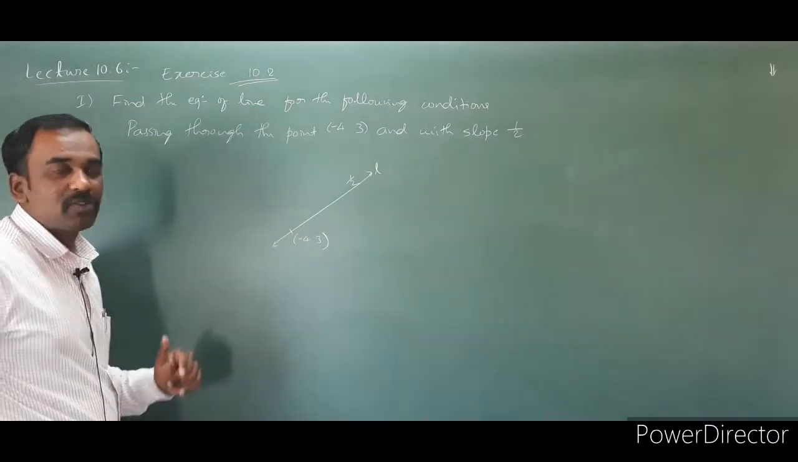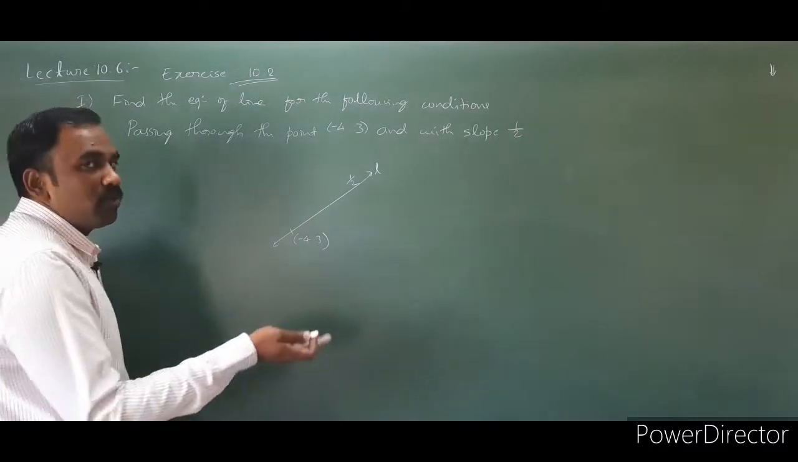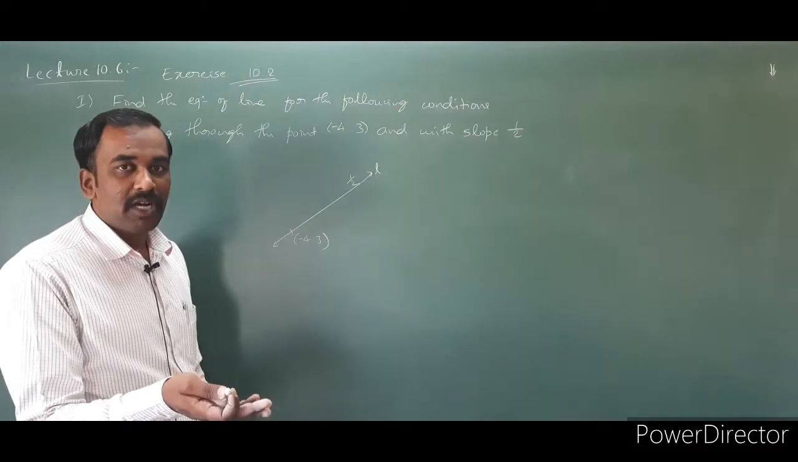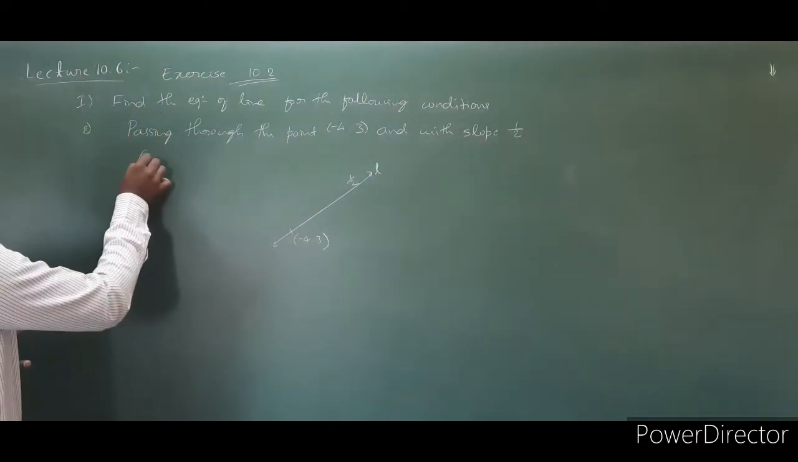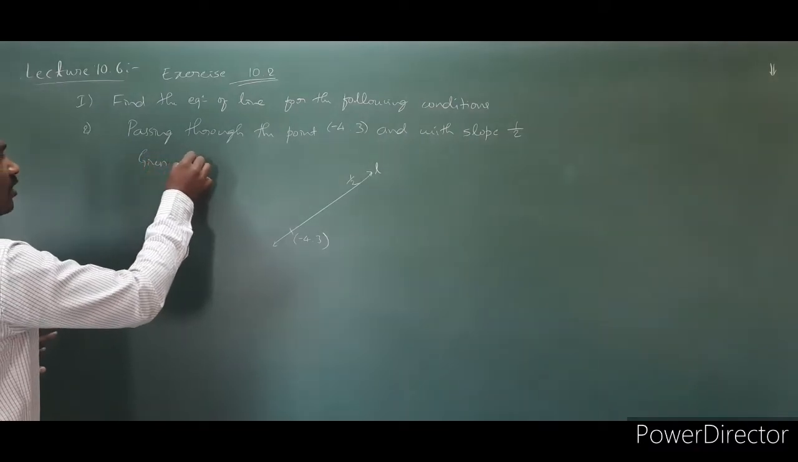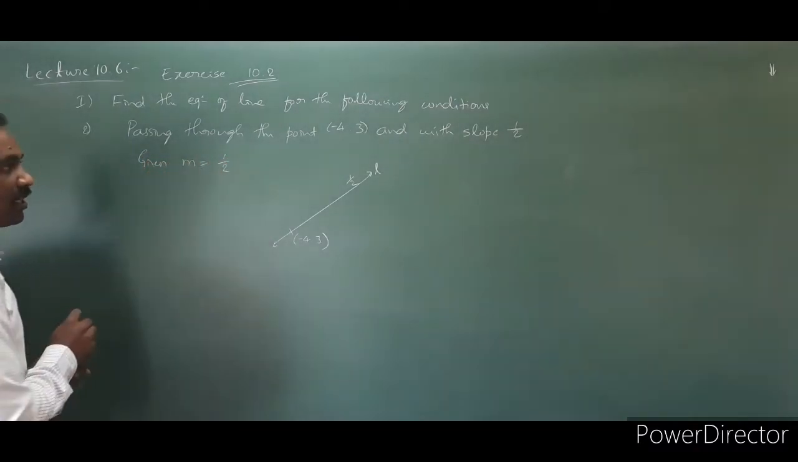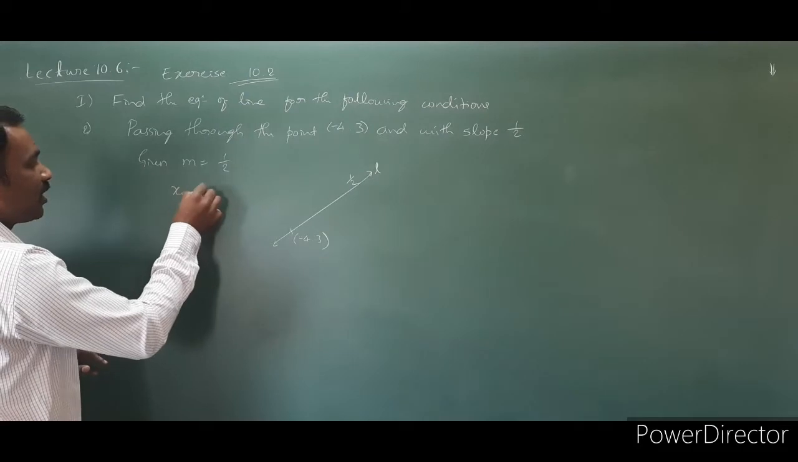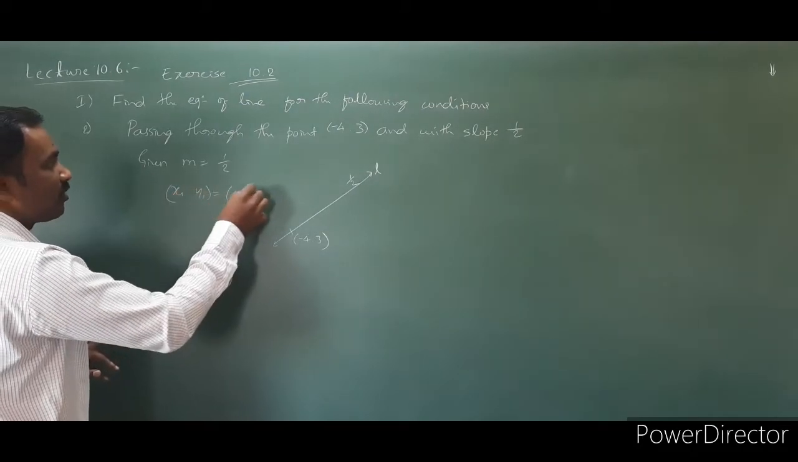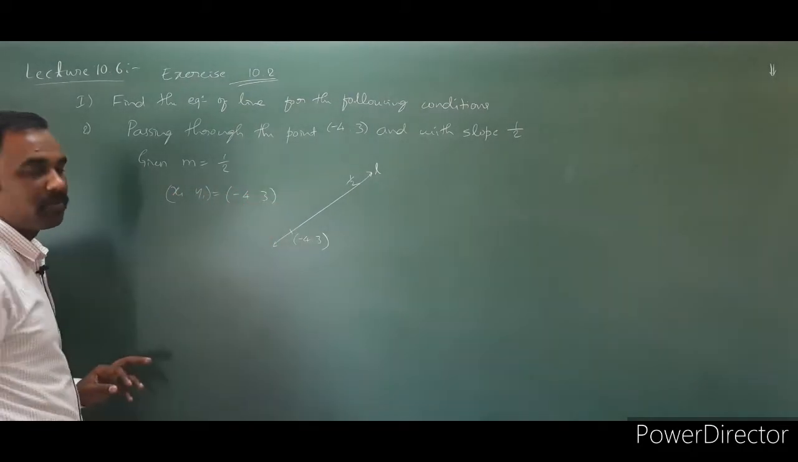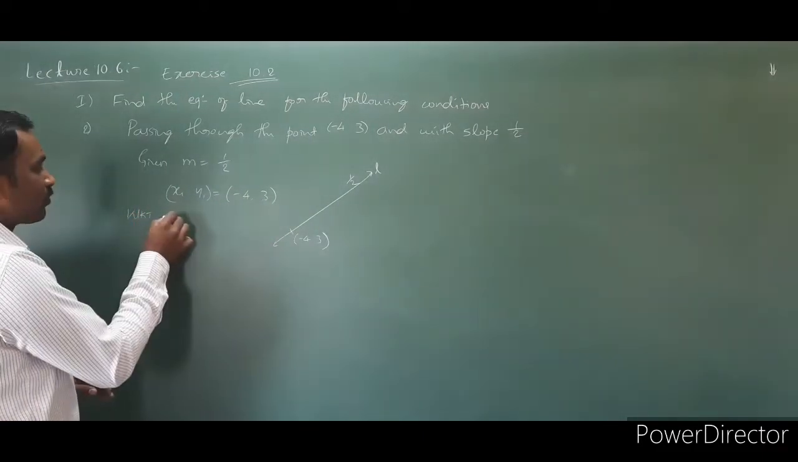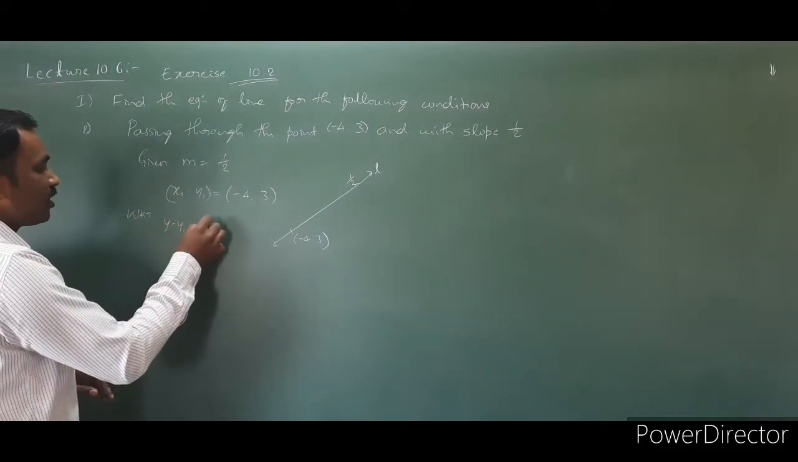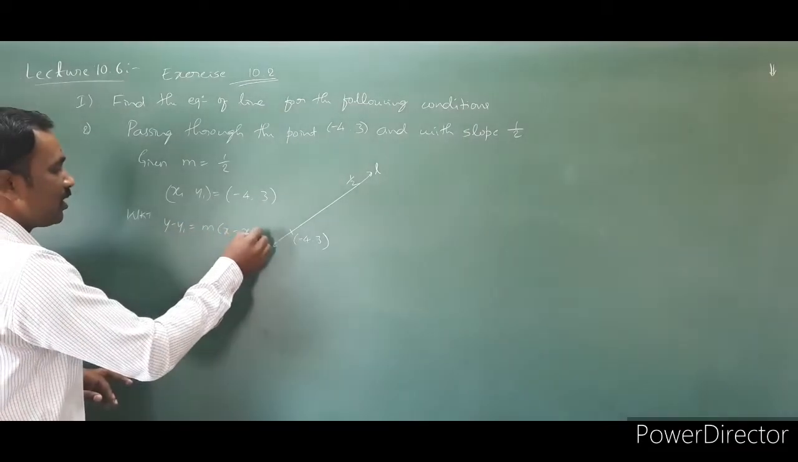Slope point form. What is the slope point form? y minus y1 is equal to m into x minus x1. That's all. Very simple. Here, what is the given thing? The slope of the line is 1 by 2, that is m, and one point we have taken, x1 comma y1, is minus 4 comma 3. So we know the slope point form: y minus y1 is equal to m into x minus x1.